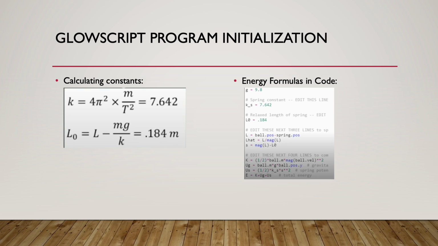S is the spring stretch and is equal to the magnitude of L minus L naught. At the bottom of the slides is the code for finding the different energies according to the equations in the goals of the lab slide. The only new one was E, which stands for total energy, and is calculated by adding up the kinetic, gravitational potential, and spring energies.